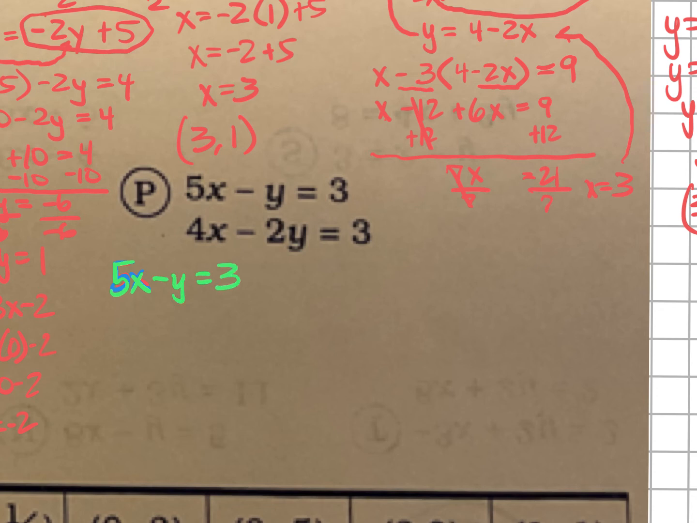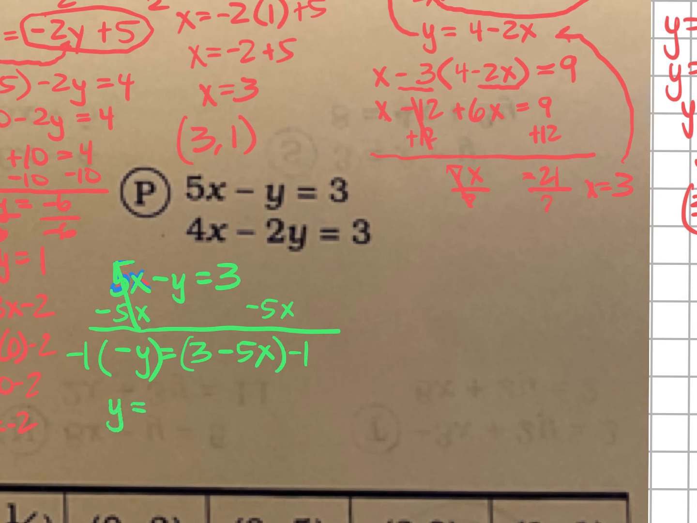I'm going to subtract 5x from this side and subtract 5x from that side. It gets rid of it over here, and I get negative y equals 3 minus 5x. I'm close. I don't want to know negative y, I want to know positive y. So I'm going to multiply everything by negative 1 to switch the negative to a positive. So now I get positive y equals negative 3 plus 5x.